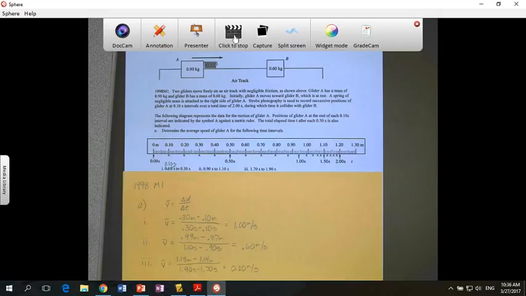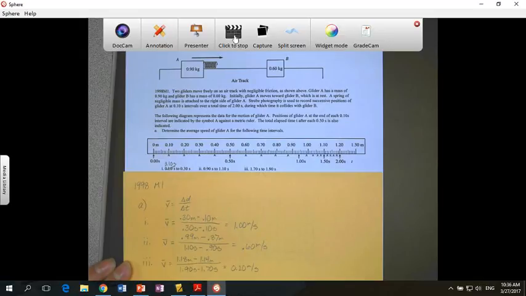Part A asks you to determine the average speed of glider A for the following time intervals. This is actually a typo, but 0.10 seconds is supposed to be the time interval. So anytime you're going to do any sort of problem for a free response, you always want to make sure, before you plug into any equation, that you state the formula that you're going to use. It helps your work to be more clear. Sometimes stating the formula actually gets you points on the rubric for the AP free response.